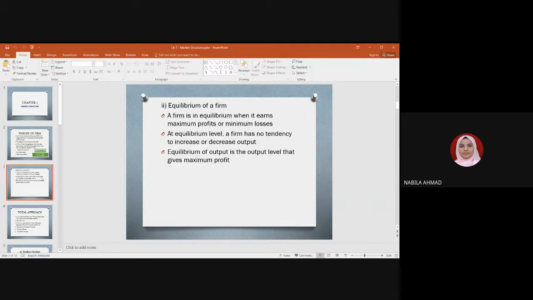Okay, so bagaimana kita nak tentukan equilibrium of a firm? So equilibrium of a firm, dia tidak sama macam market equilibrium. So equilibrium of firm, dia akan firm will experience equilibrium when it earns maximum profit or minimum losses. So apabila profit dia adalah maximum, so di situlah yang kita katakan firm adalah berada di equilibrium. Ya. So itu maksudnya. So bila maximum profit, so di situlah equilibrium of the firm.